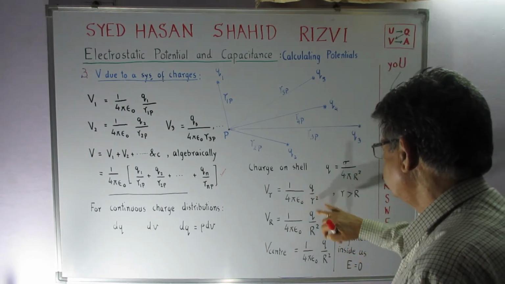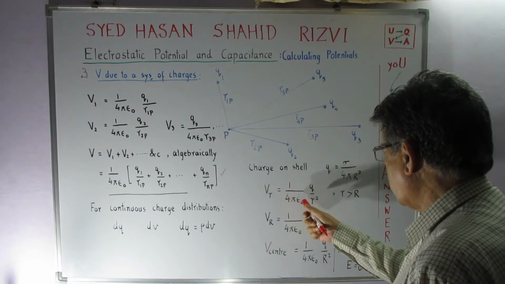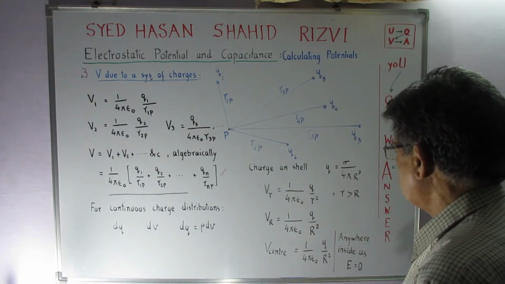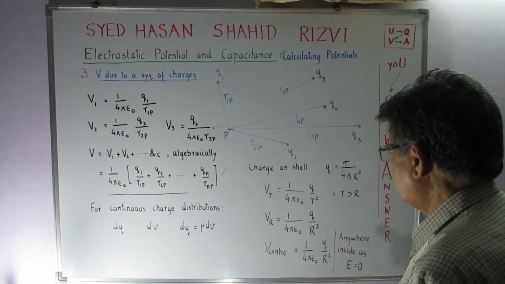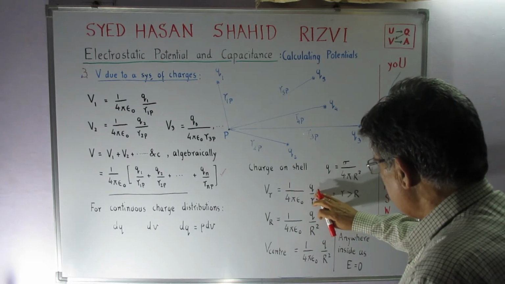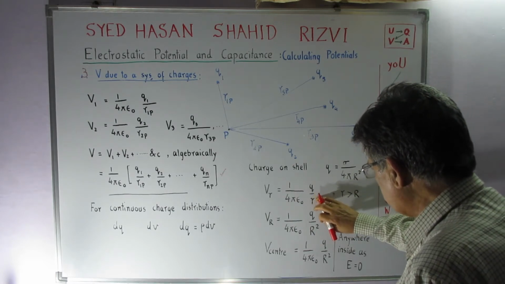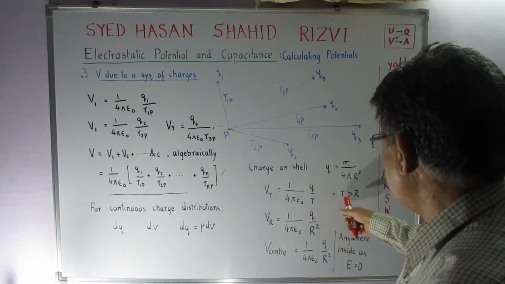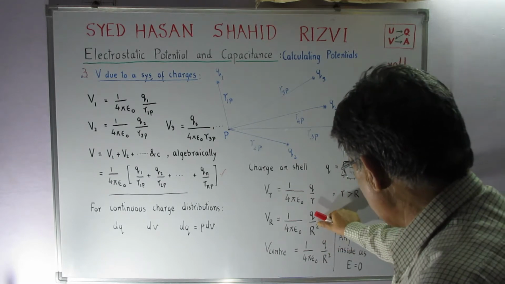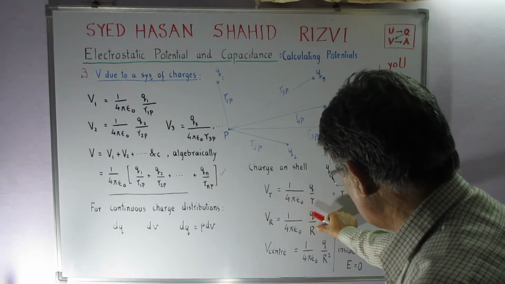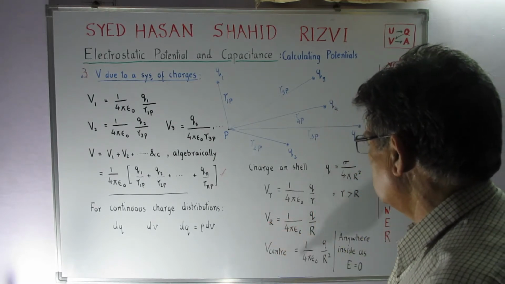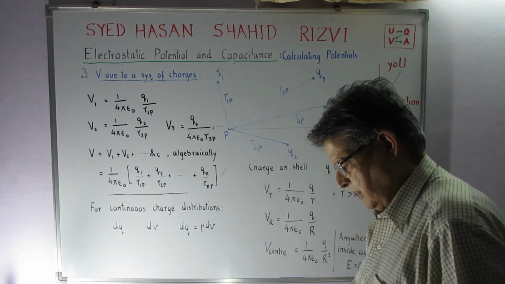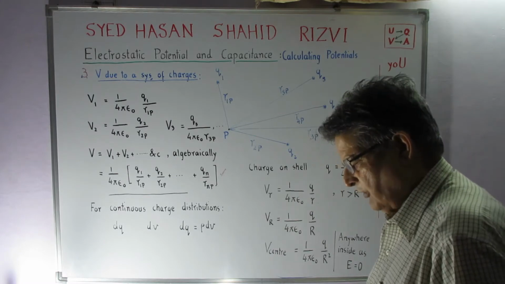V(r) was equal to 1 upon 4 pi epsilon naught Q upon r. So instead of this, I will write total charge divided by the total distance, when r is greater than capital R. And when r is equal to capital R, then V(r) is equal to 1 upon 4 pi epsilon naught Q upon R, which is the value of the potential at the surface of the spherical shell.